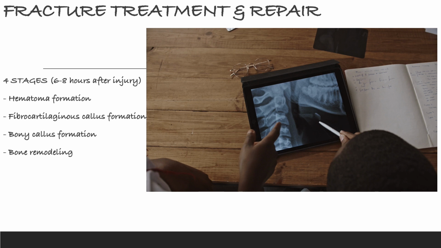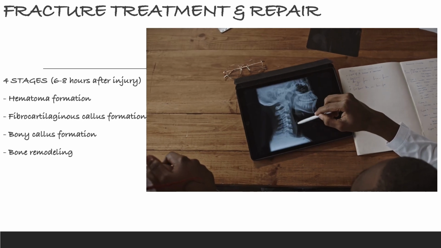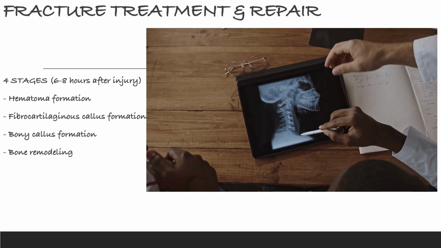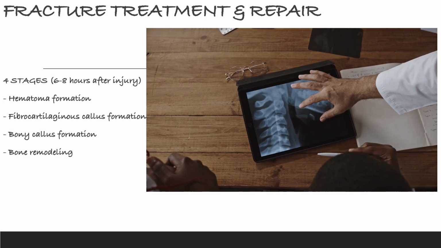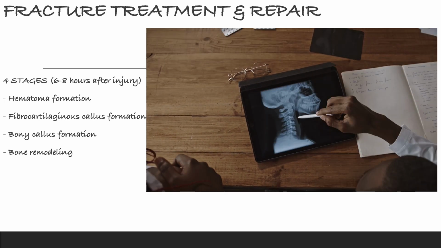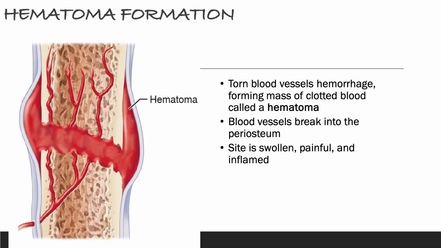So the first step, this occurs 6 to 8 hours after injury, and this is the formation of the fracture hematoma as a result of the blood vessels breaking in the periosteum and in the osteons. This is the hematoma formation. You see the blood clotting. These are torn blood vessels hemorrhaging, forming a mass of clotted blood. That's a definition of a hematoma.